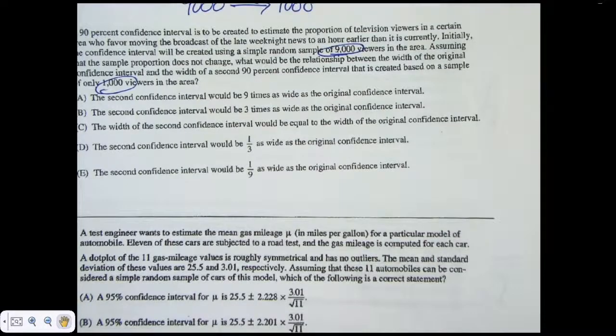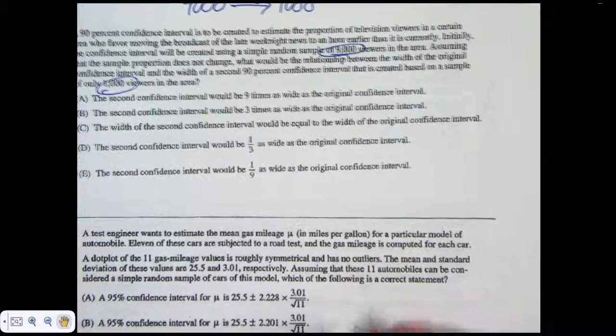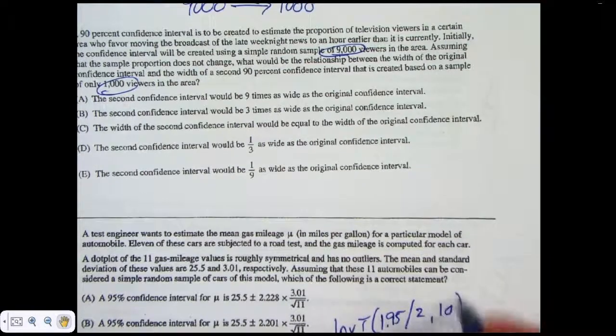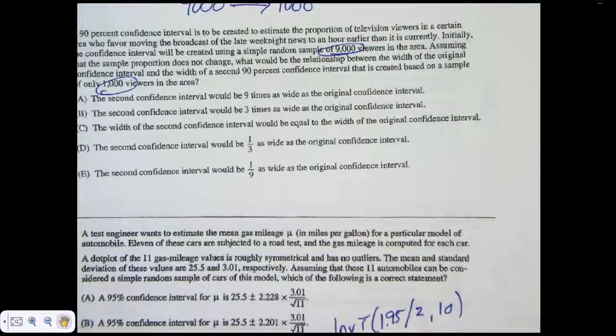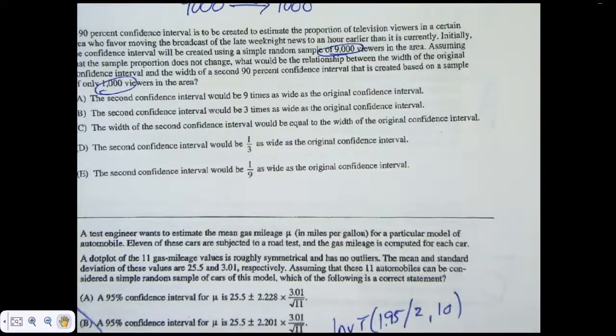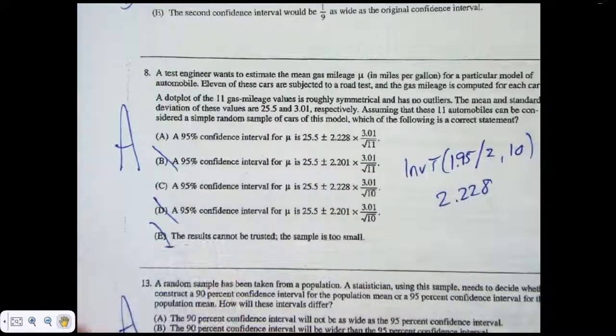Number 8. So if you do inverse t of 1.95 divided by 2, 10, that'll get you 2.228. We kind of know A and C. Why did I cross out B? The sample is too small. We got 11. That's not very big. Why is it okay?